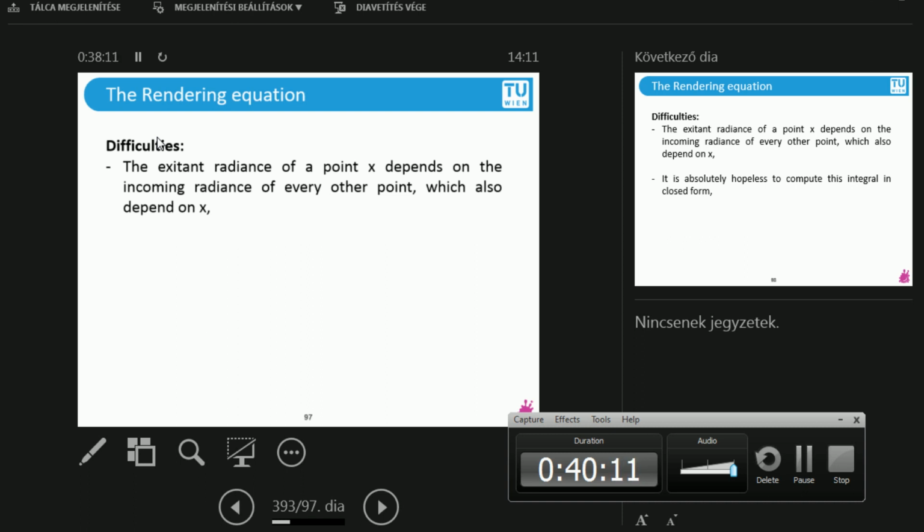And one of the first problems is, yes? This equation is just for one point, right? So we are looking at one point and then we want to calculate. Exactly, yes.